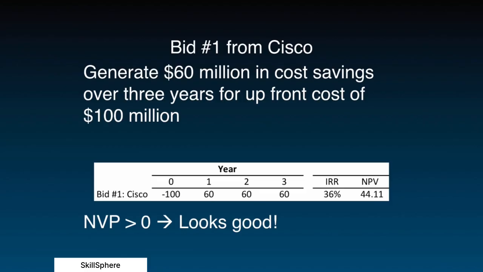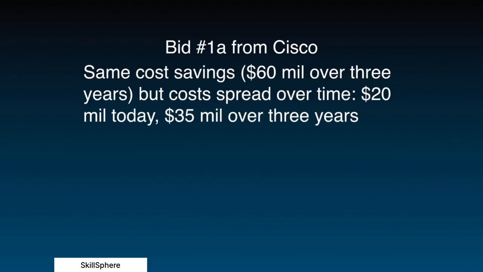Wharton's going to be better off by accepting it. Okay. But then Cisco comes back and they say, we're going to give you the same cost savings, $60 million over 3 years. But now, instead of charging you $100 million up front, we're going to spread the costs over time. $20 million today and then $35 million over 3 years. So let's try evaluating this bid. It sounds somewhat attractive if we can avoid that huge upfront bill.